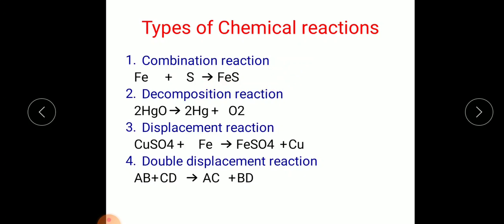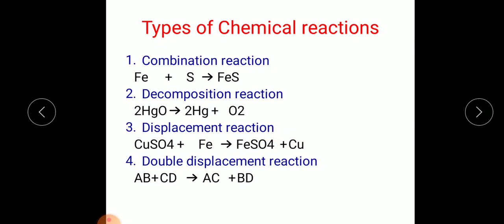Second type of reaction is decomposition reaction. Decomposition means to break down. So a chemical reaction which involves the breakdown of a single compound into two or more products, we can say, for example, mercuric oxide will give you mercury and oxygen. This is a decomposition reaction.